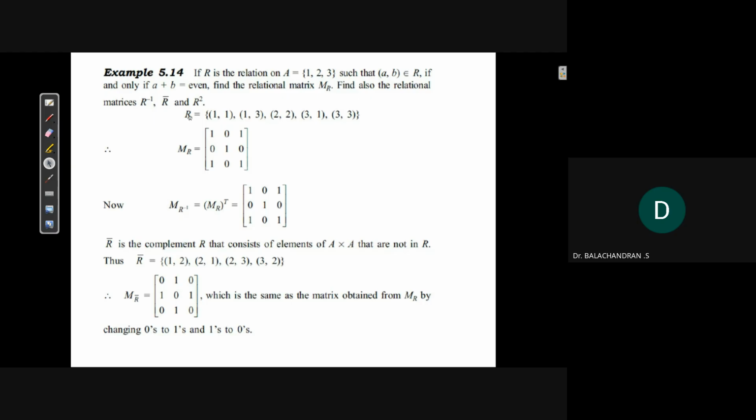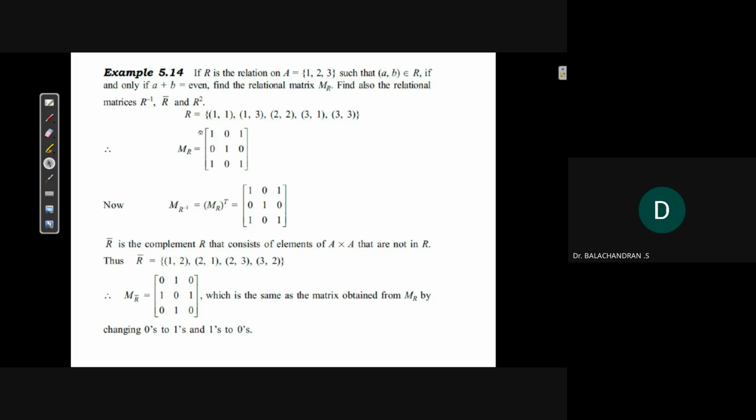Now the solution starts from here, because we know a and b are related if and only if a plus b is an even number. Here we have the set 1, 2, 3. From this set, we should take the pairs such that a plus b is even. So (1,1) is even, (1,3) is even, (2,2), and then (3,1) and (3,3). This is the relation R, and this is the corresponding matrix for this relation.